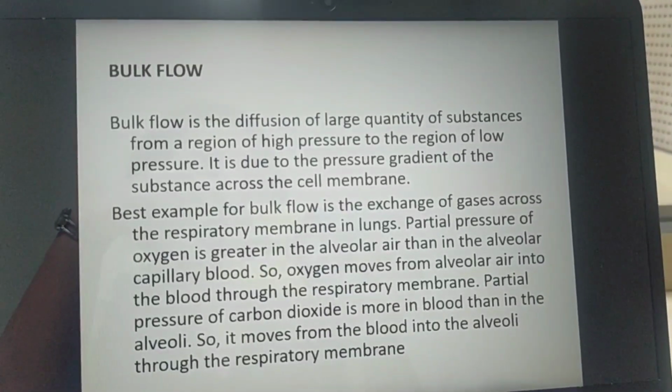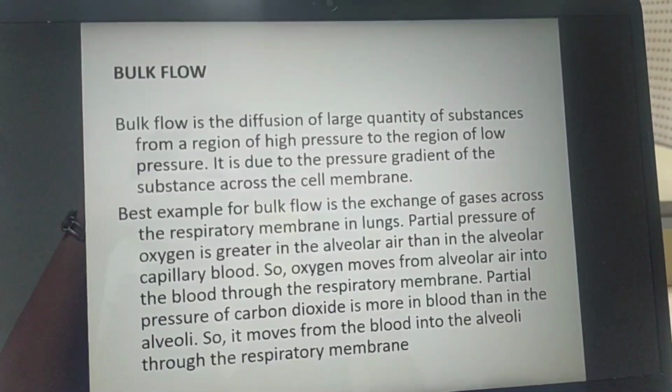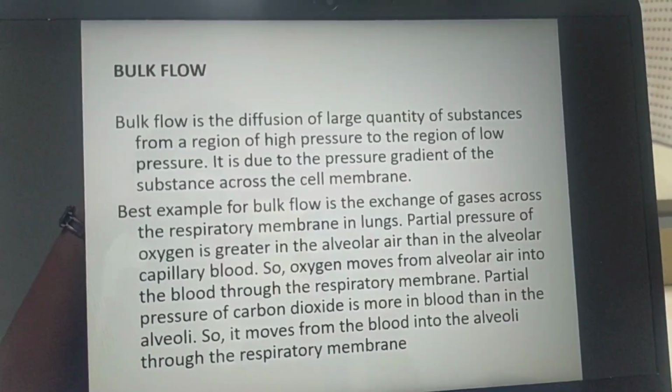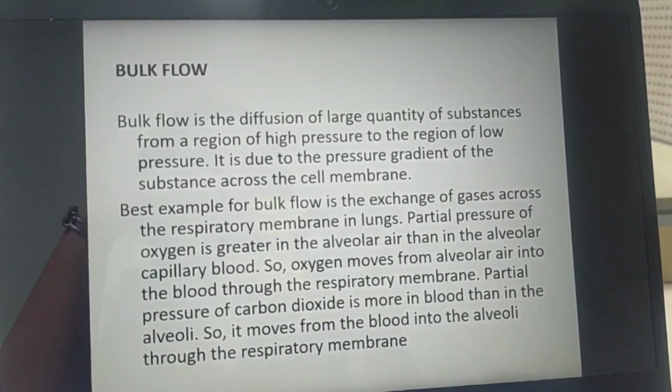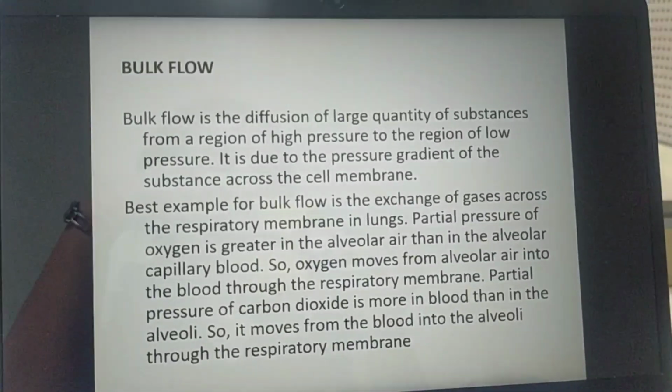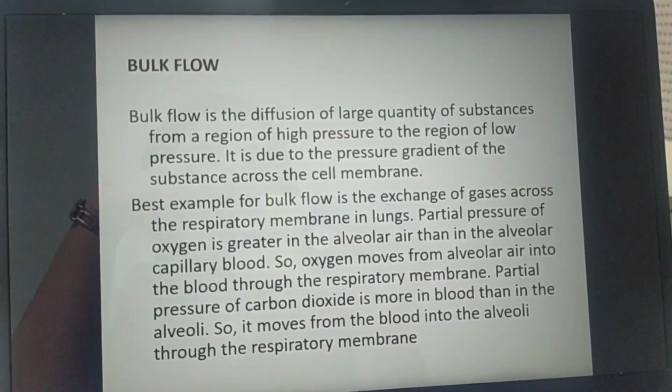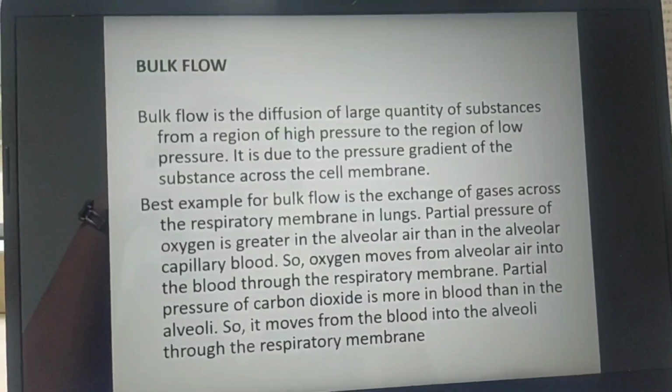So you have to understand this. You have to remember this definition, what bulk flow is. Bulk flow is the diffusion of large quantity of substances from the region of high pressure to the region of low pressure. It is due to the pressure gradient of the substances across the cell membrane.